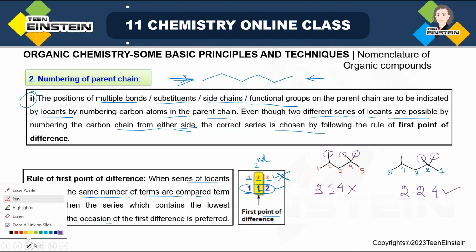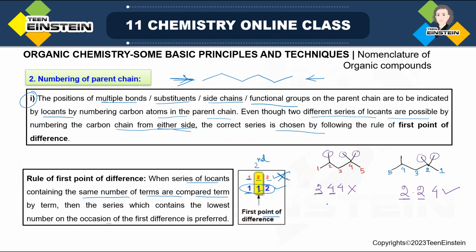Now one thing you have to take care of: don't add all these numbers. Suppose you think that if I add all these numbers, it will be 2 plus 4 is 6, 6 plus 4 is 10, and here it is 2 plus 2 is 4 and 4 plus 4 is 8. If you think 8 is least, there is another rule sometimes mentioned, called the least sum rule, but that is actually a special case of the first point of difference rule.